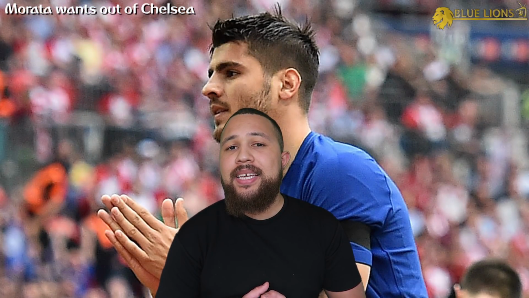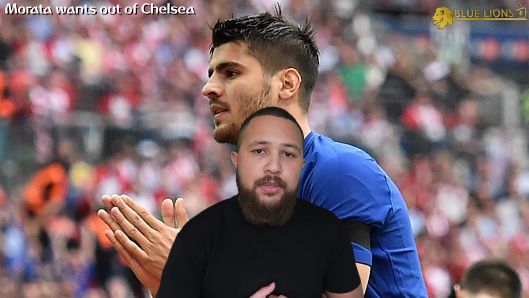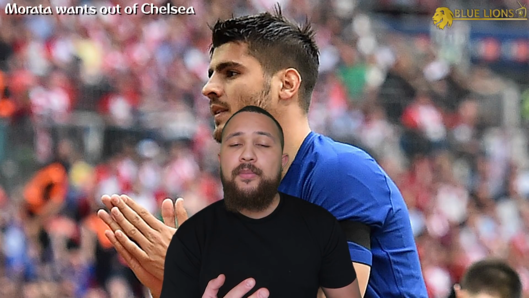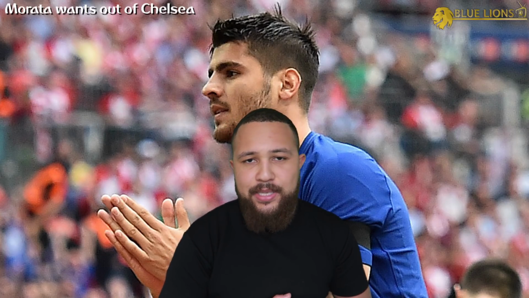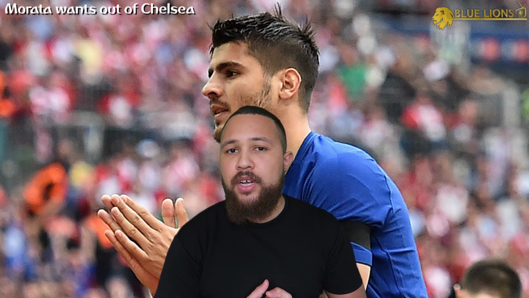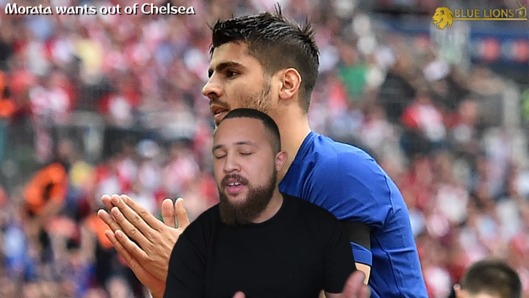As I said, I think it makes sense to see a similar situation with Cuadrado and a similar situation with Torres as well. He'll go on loan, the club will get money for the loan fee, there'll be a wage contribution from that loanee club as well, and then there'll be a set price agreed upon. And I think that's the best, most affordable way that Chelsea would be able to get close to the money that they spent on Morata.